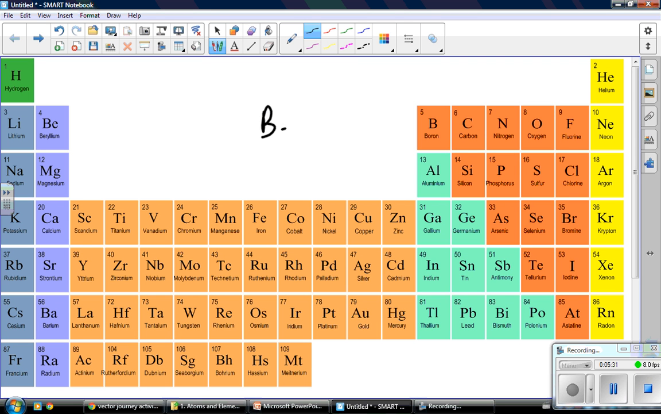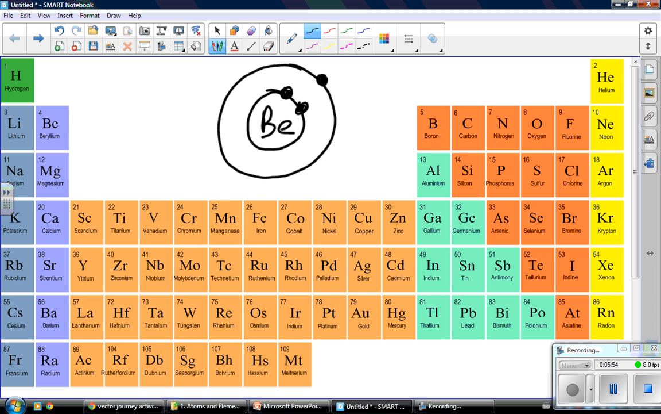So beryllium is Be. How many protons does beryllium have? All together, come on. 4. And if it's electrically neutral, how many electrons? 4. So we draw our shell diagram. We've got our 2 on the inner shell. Can we put any more on that one? No. So now we draw the next shell.